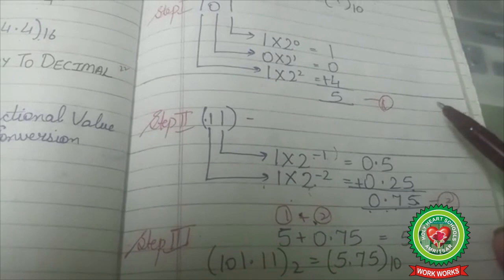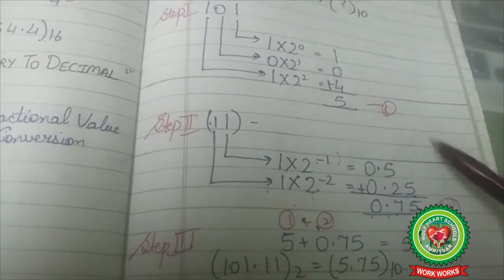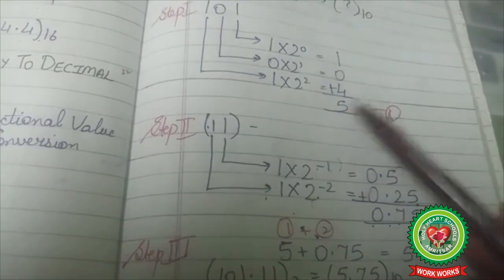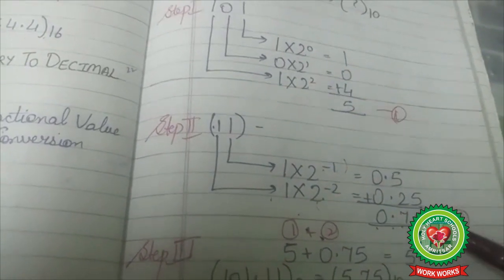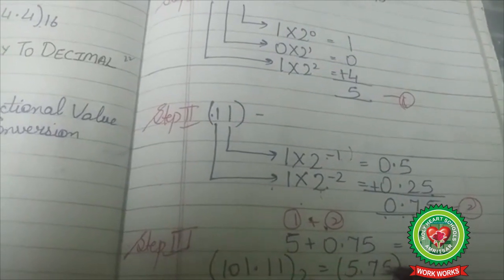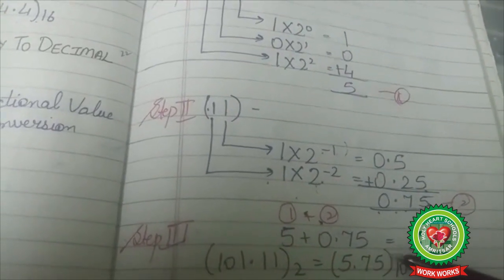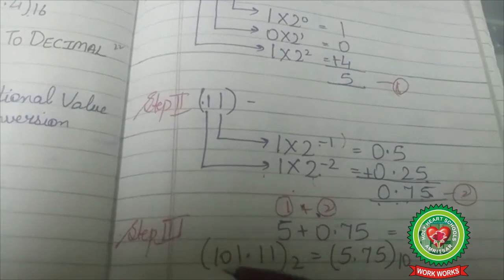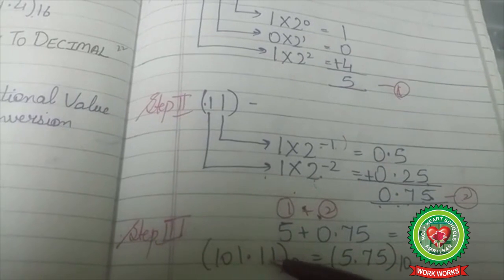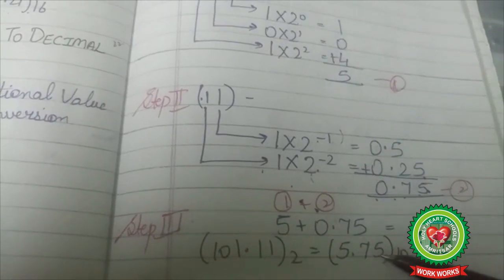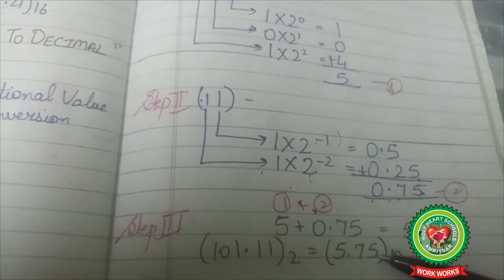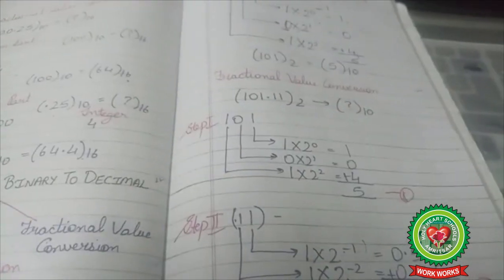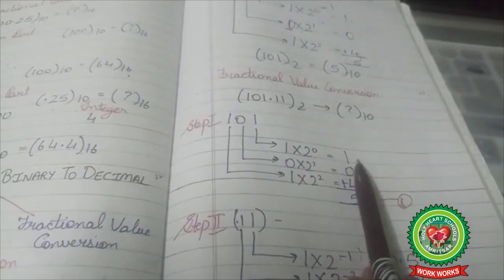Now we will add both the answers obtained in step 1 and step 2. 5 plus 0.75. The answer is 5.75. So the decimal equivalent of the binary number 101.11 is 5.75. In this way, you can convert a binary number to a decimal number.